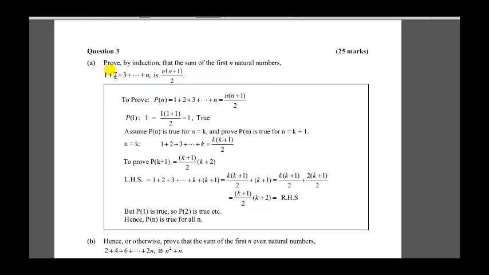The first part of this question involves a proof by induction that the sum of the first n natural numbers is given by this formula here. Now this was covered in another video in the section on proof by induction, so I won't go through this proof now.